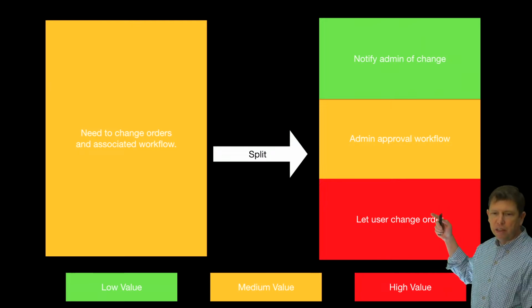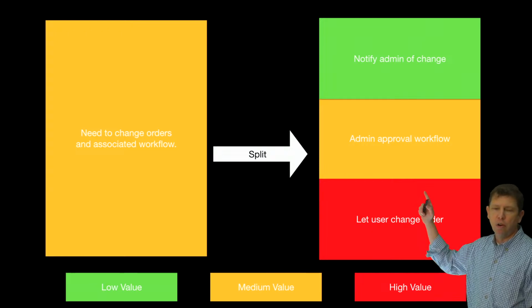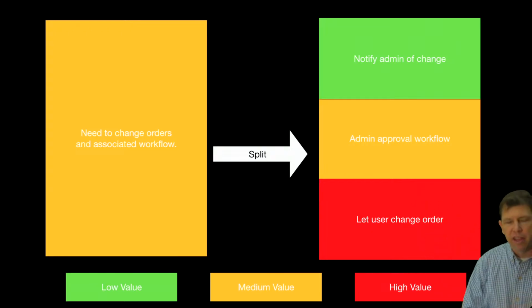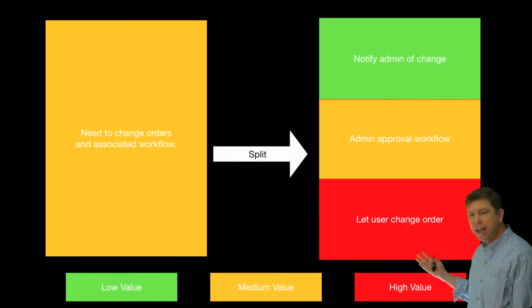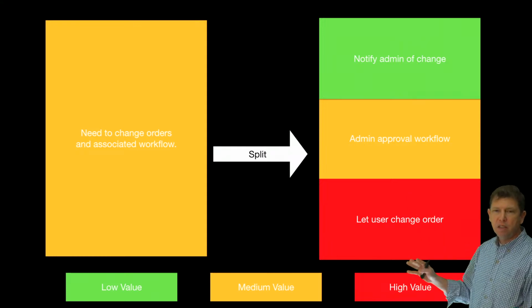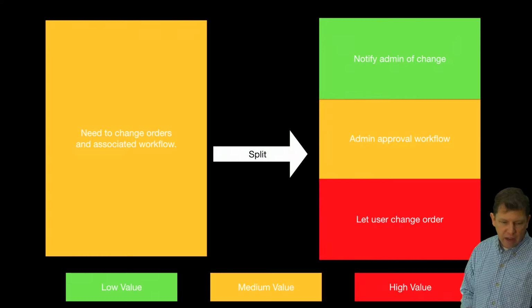So we were able to deliver these things first by letting the user change the order and then backing in the approval workflow. And I don't know if we ever got around to notifying the admin of the change, because I think when we did the workflow, they said that's sufficient and we worked on something else. It's been a few years, I don't remember. But we delivered it in this order because we were able to split it. If we hadn't split it, we wouldn't have been able to break those things out like that.